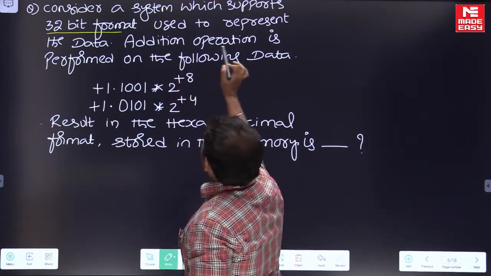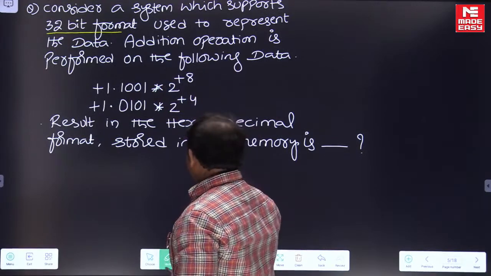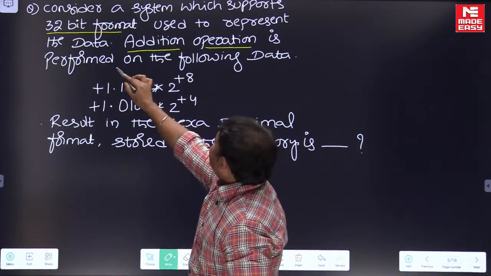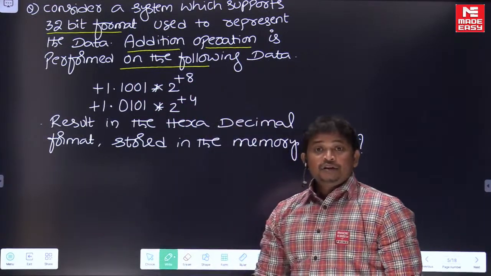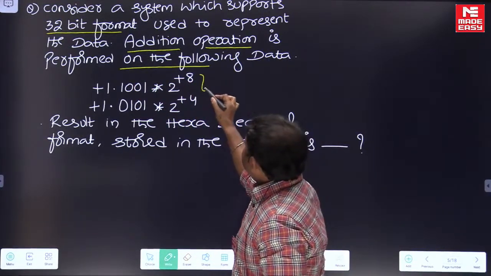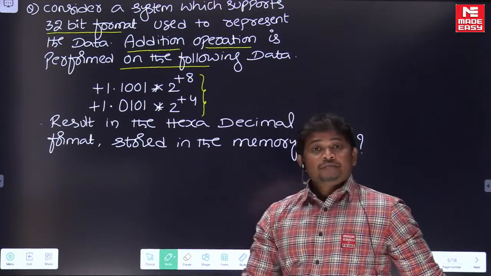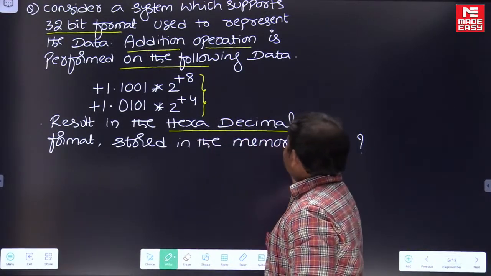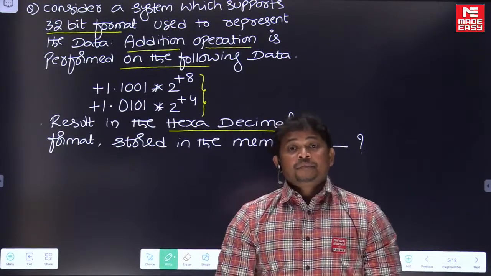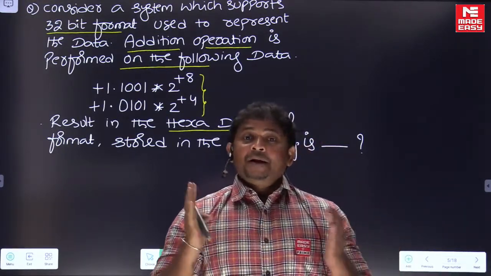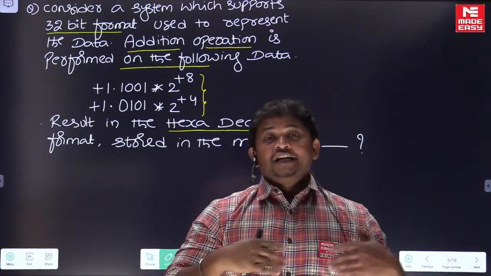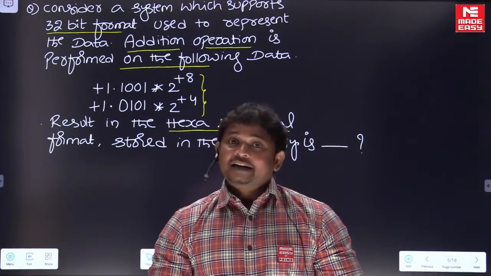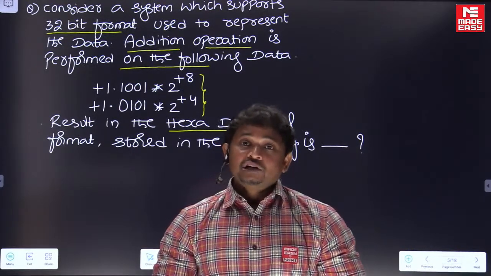An addition operation is performed on the following data. So here the operation is addition. Two data elements are given, and we need to perform the addition operation. After the addition operation, we need to report the result in hexadecimal format. Take the data, apply the addition, store the result into memory using the format, and report the answer in hexadecimal format. Okay, students.